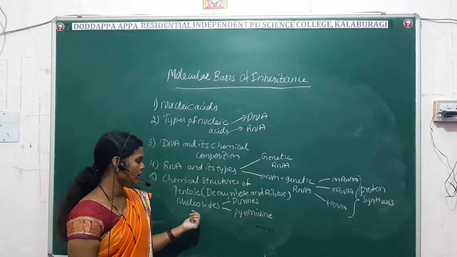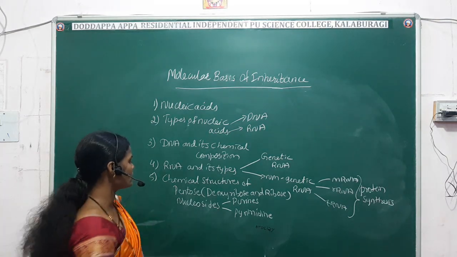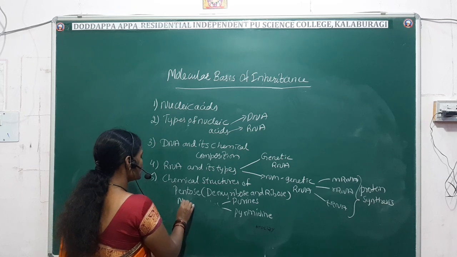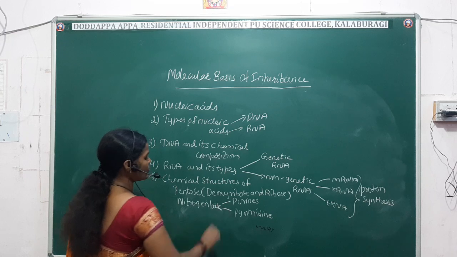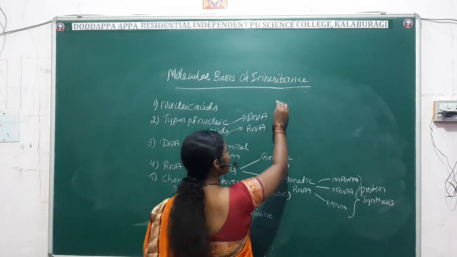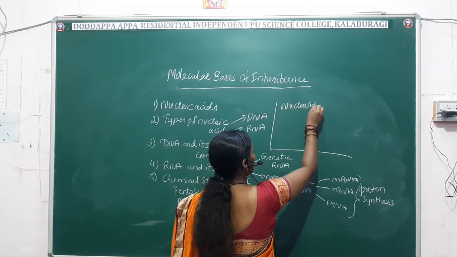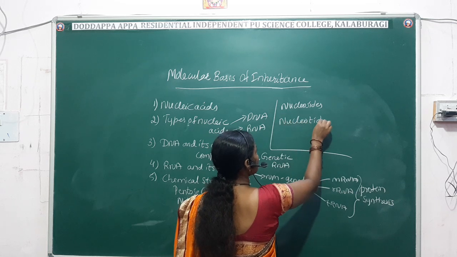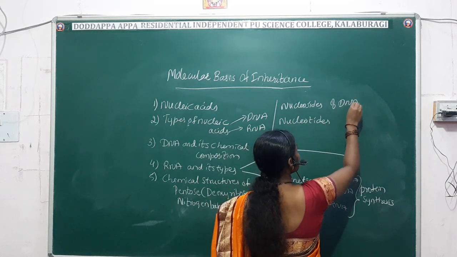Then we saw the pentose sugar and the nitrogen bases. Sorry, I wrote nucleotides here; it is the nitrogen base. In the nitrogen bases, two types are there, purines and pyrimidines, which we saw in yesterday's class. In today's class, we saw the nucleosides and nucleotides of DNA and RNA, and their complete structures.